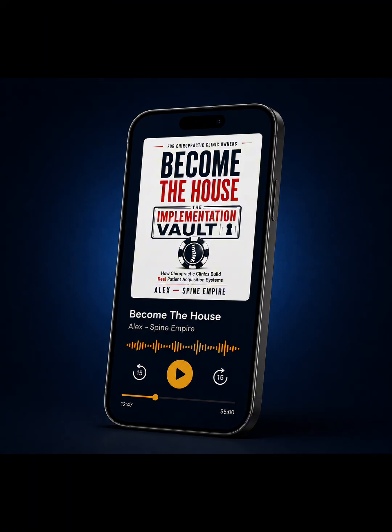The 5 layer patient acquisition machine. Real patient acquisition has 5 layers. Miss one and the system leaks. Layer 1, attention. This is where the patient first notices you. Ads, content, referrals, local partnerships, workshops, educational videos, community visibility. The goal is not to get your name out there. That is vague garbage. The goal is to create controlled attention from the right people with the right problem.